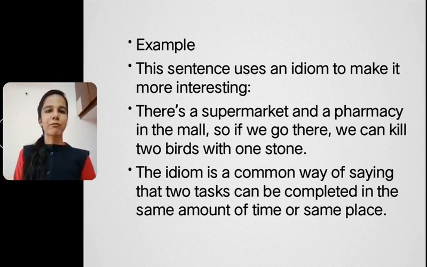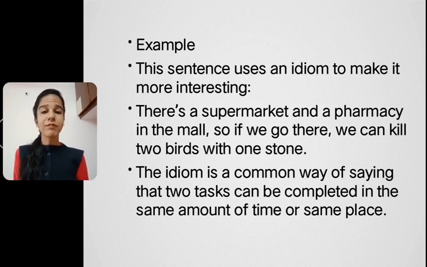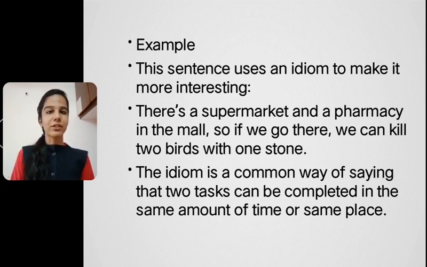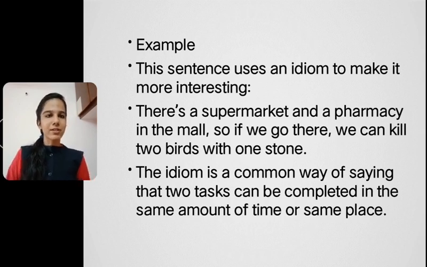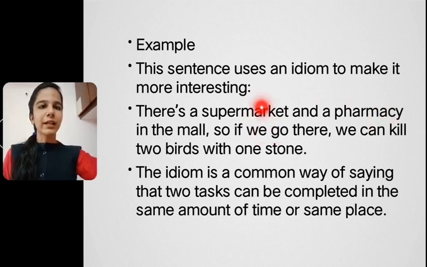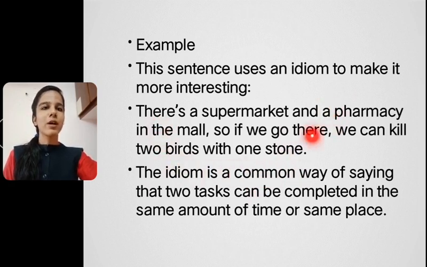The first example you can find here, this sentence uses an idiom to make it more interesting. Whenever you want to use the language in more interesting manner, you can use this idiom. There is a supermarket and a pharmacy in the mall. So if we go there, we can kill two birds with one stone. Here you can underline, students, we can kill two birds with one stone.